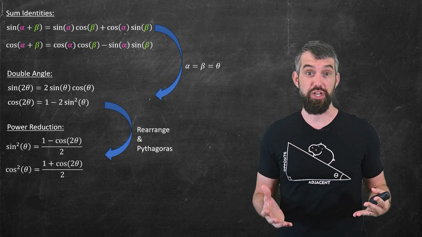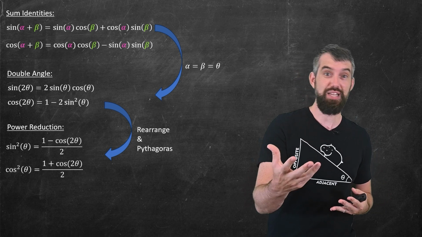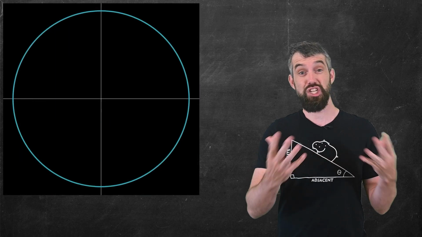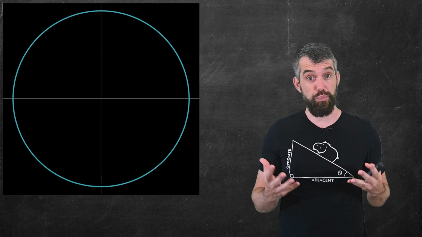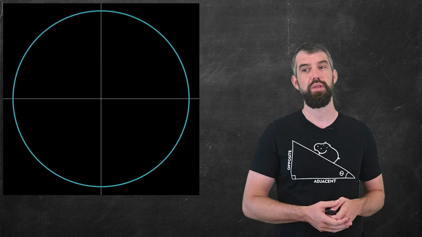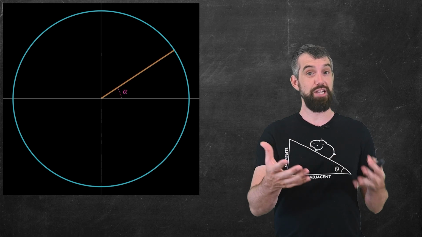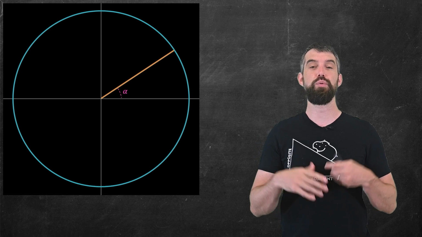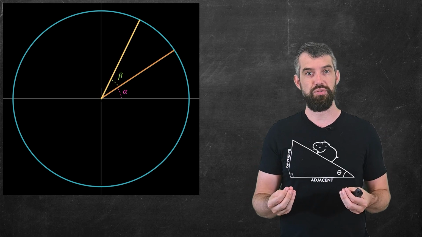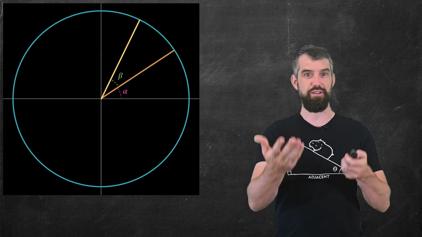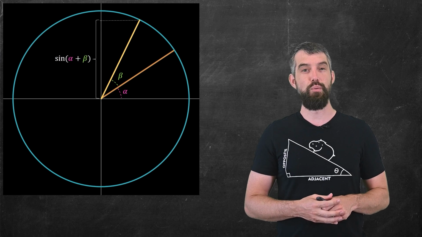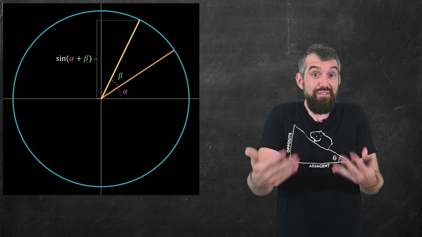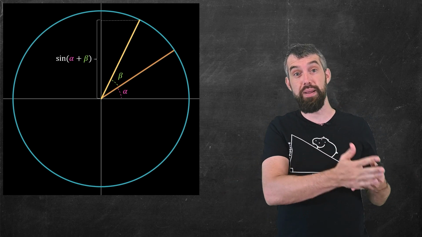But we still have the question, where do the first identities, those sum identities, actually come from? And there's actually a really nice little geometric proof of this coming from the unit circle. The idea is, let me imagine I rotated an amount alpha. And then let me imagine I then further rotated an amount beta. So if I want to know, for example, sine of alpha plus beta, where have I ended up if I do alpha first and beta second?